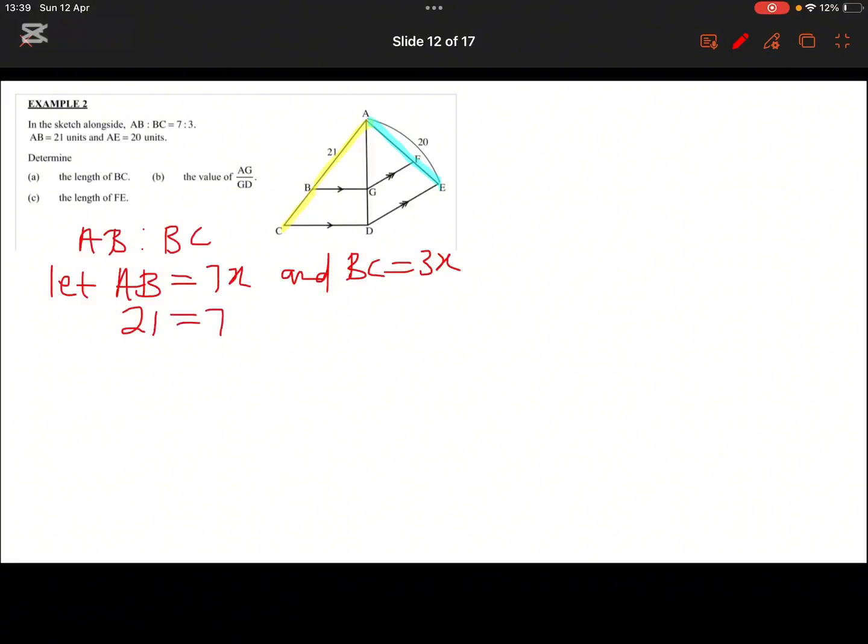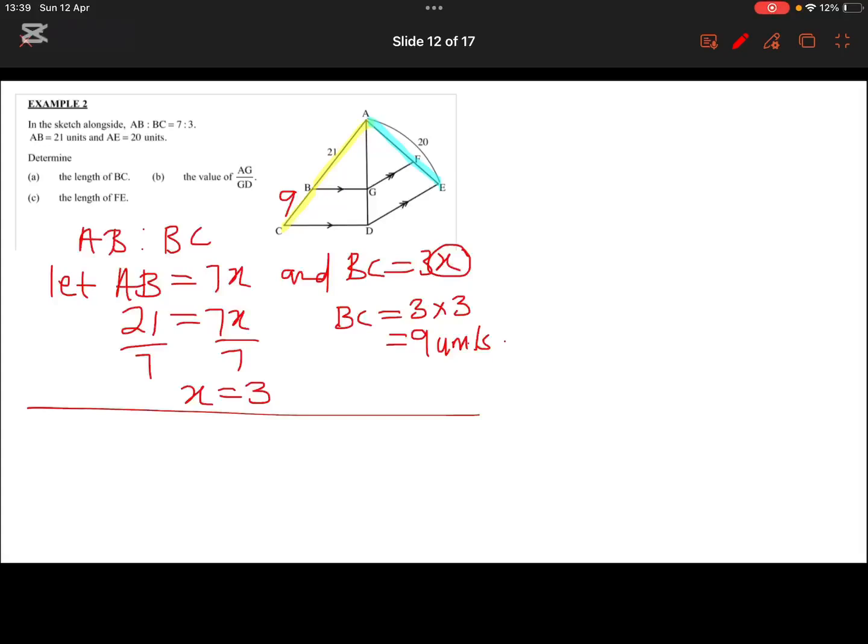Now, AB we know: AB is equal to 21. That is 7x. Then you say 21 divided by 7, which gives 3. Then your x value will be equal to 3. And then for us to get BC, which is what they're looking for, we say 3 multiplied by 3, because we now know the value of x. So BC is 9 units.